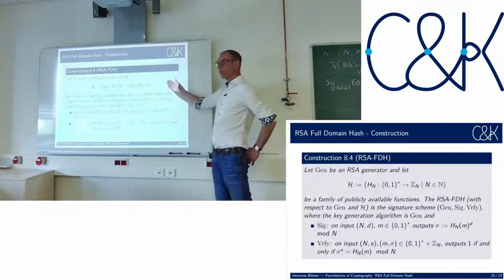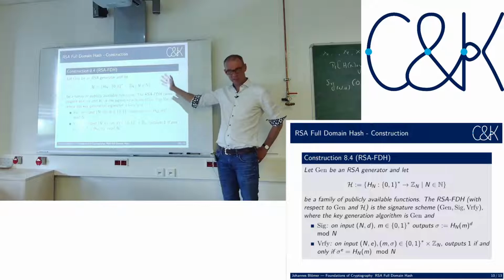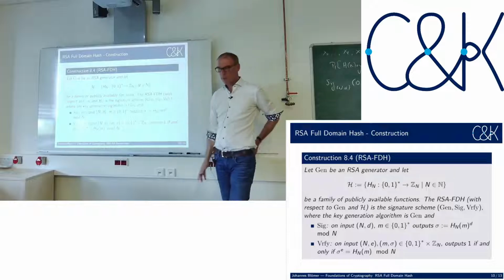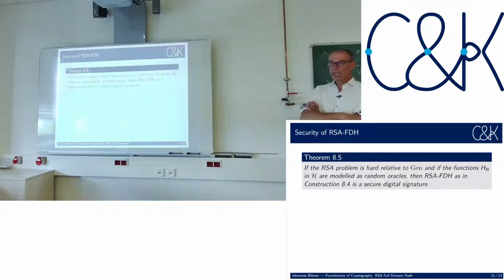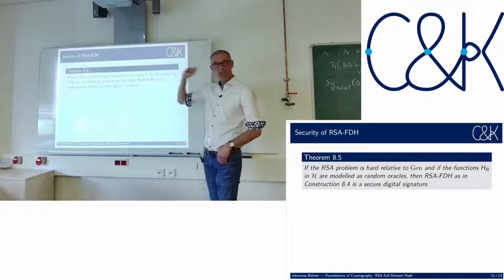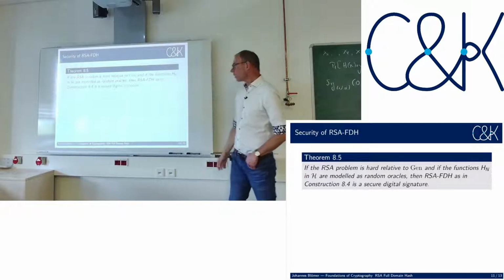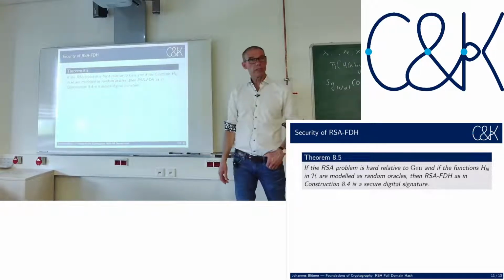Now, we would like to prove this to be secure, but we cannot use our hash then sign theorem because RSA simply is not secure. Even if we have a good generator, the signature scheme is still not good. But what we can prove is the following theorem. If the RSA problem is hard relative to this generator that we picked for our construction, and if the functions Hn in H are each of them modeled as random oracles, then the RSA full domain hash as in construction 8.4 is a secure digital signature scheme.